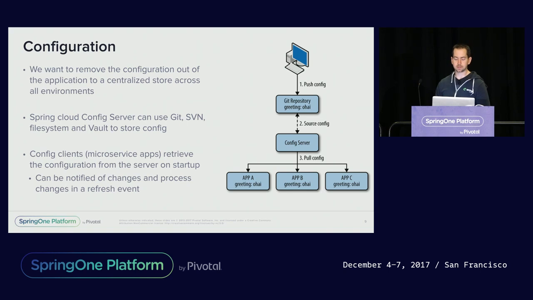Now the config clients, your applications, will retrieve the configuration when the application starts up. And like I said before, can be notified of when your configuration changes. So you can go ahead and change the configuration and then manually tell your applications to go ahead and refresh their configuration when you see fit. Or you can have the config server notify the microservice applications that the configuration has changed and go ahead and refresh the configuration automatically. So it depends on what strategy you want to take, but it's up to you. That can happen in a dynamic way.